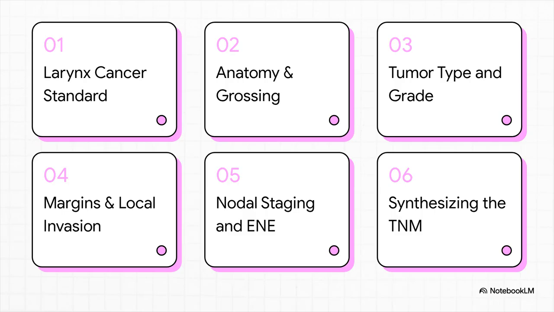So here's the game plan. We'll start with why this standard is so important, then get into the nitty-gritty of anatomy and specimen handling. We'll look at tumor type and grade, talk about margins and local invasion, then tackle nodal staging and this critical finding called ENE. And to wrap it up, we'll put all the pieces together to build that final TNM stage. Think of this as a virtual sign-out from start to finish.